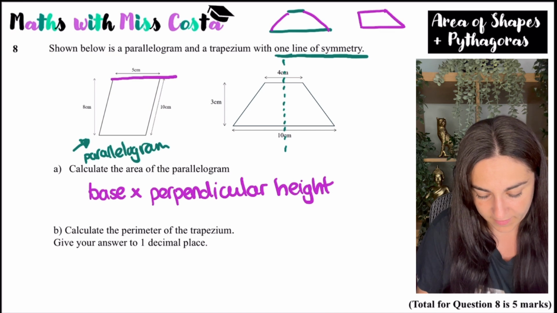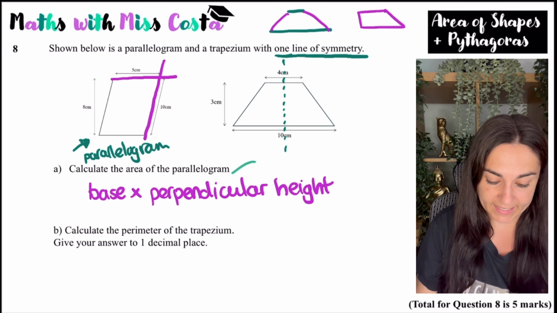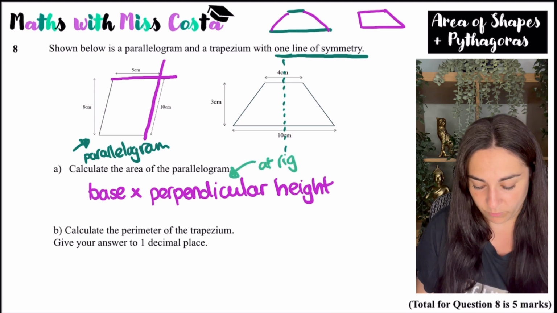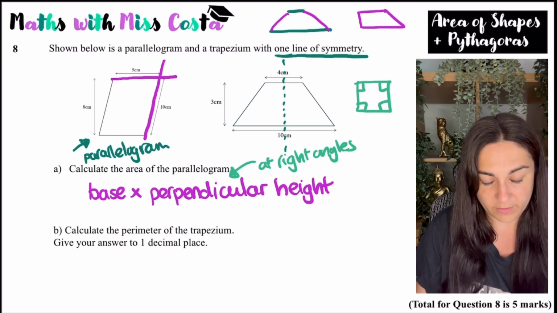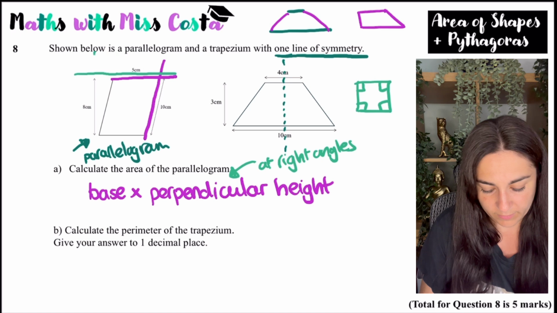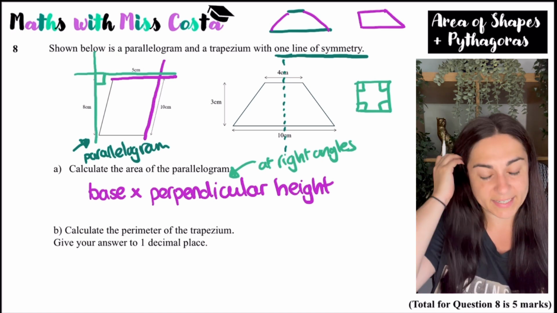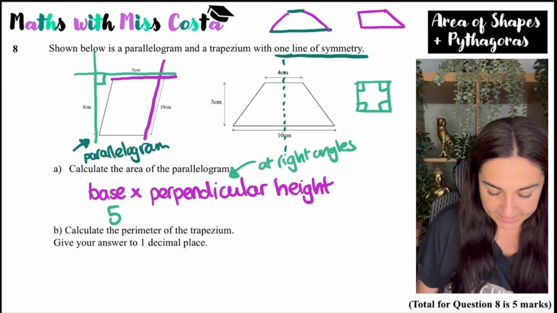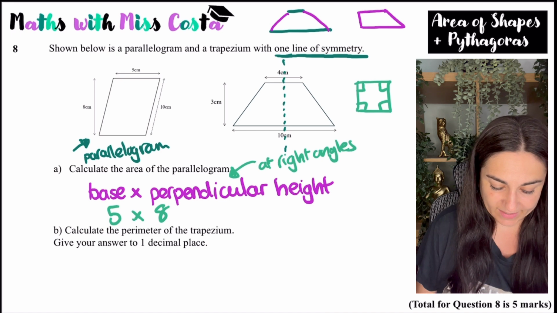So for instance, this line and this line, they're not perpendicular. And perpendicular, in case you didn't know, just means at right angles to. So it means they form a right angle, like in a square, where all of the lines are perpendicular and form these right angles. So this is not a right angle. These two lines are not perpendicular, but over here we've got 5 centimeters and over here we've got 8 centimeters. That is perpendicular. So my base is 5 and my perpendicular height is 8.